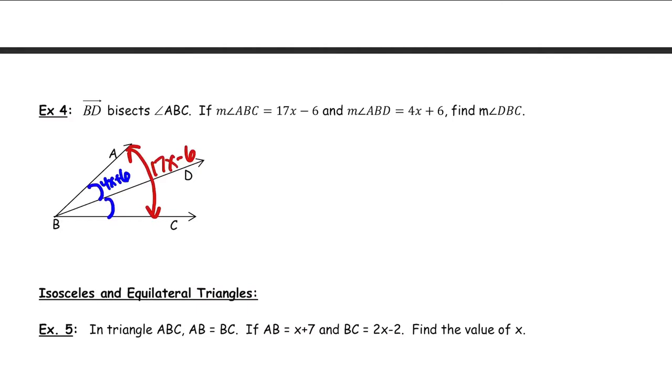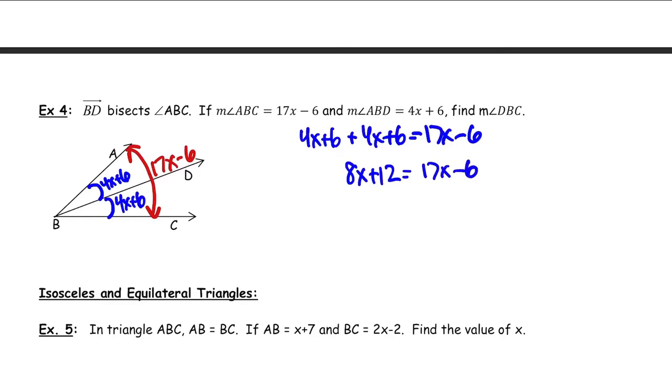Now again, I'm hoping it's obvious that you see this angle here, the 4x plus 6, is not equal to this one. So what I need to do is recognize, well, since these two are equal, and it says this one's 4x plus 6, this one down here has got to be 4x plus 6. So let's label that. And now my equation is going to be 4x plus 6 plus 4x plus 6 equals 17x minus 6. Combine your x's, combine your numbers. That's going to give me 8x plus 12 equals 17x minus 6.